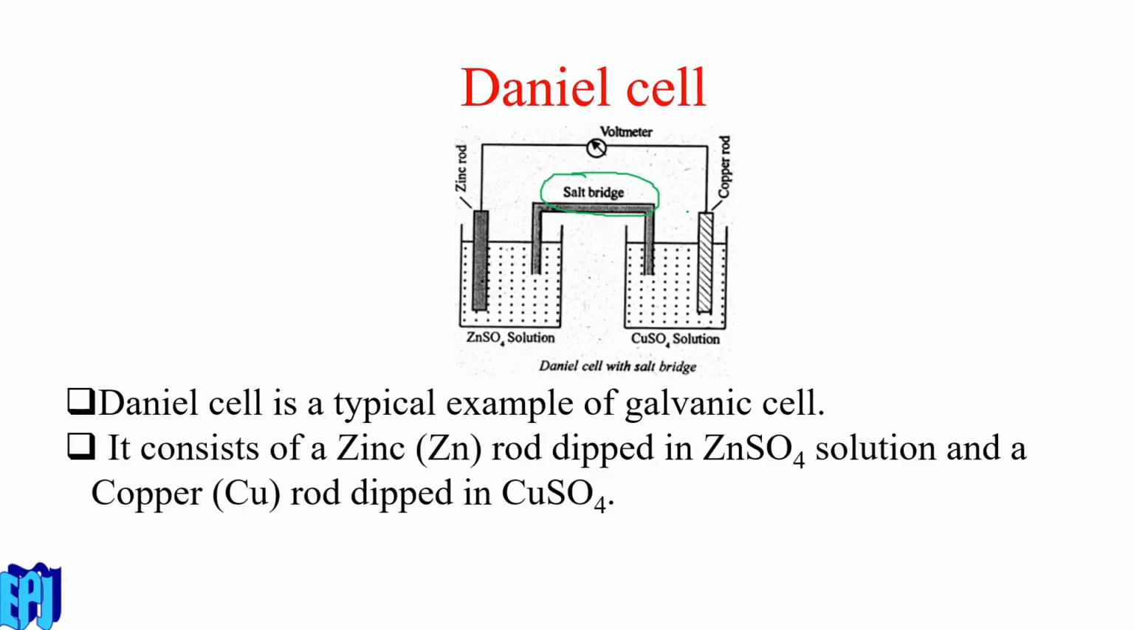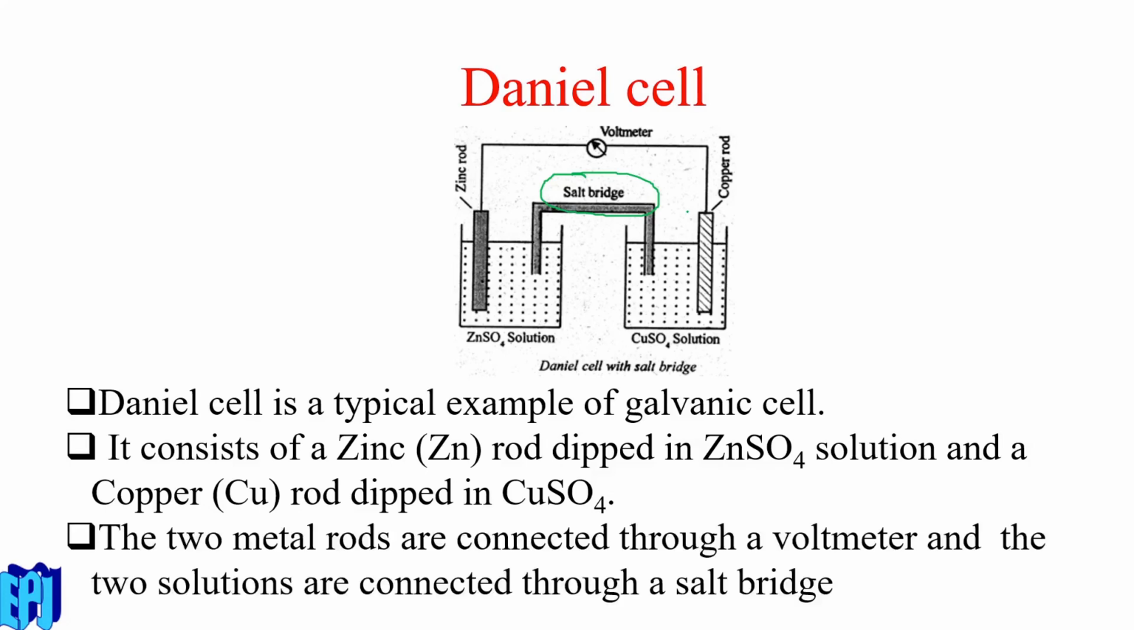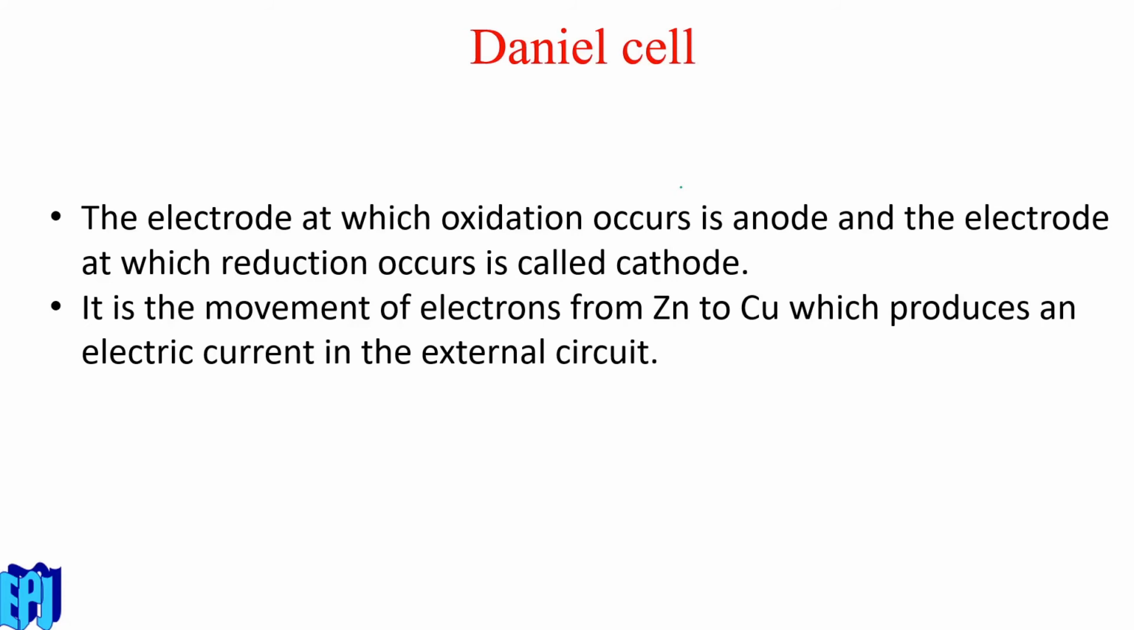It consists of a zinc rod dipped in zinc sulfate solution, and a copper rod dipped in copper sulfate solution. The two metal rods are connected through a voltmeter, and the two solutions are connected through a salt bridge. In the Daniel cell, the electrode at which oxidation occurs is the anode, and the electrode at which reduction takes place is the cathode. Here, the anode is zinc and the cathode is copper.